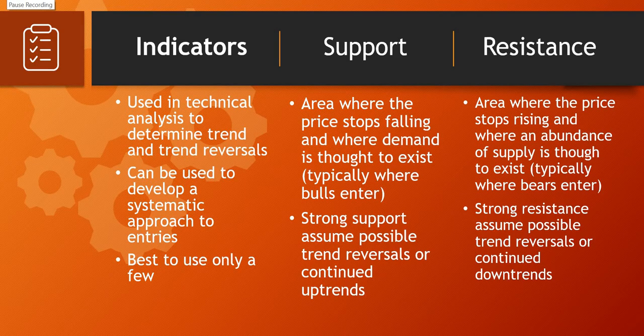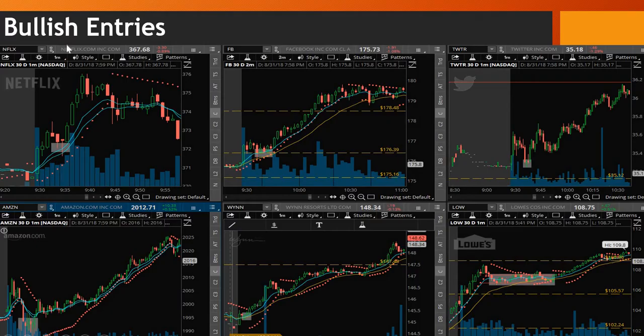Now, indicators. Indicators are used in technical analysis to determine trend and trend reversals. Can be used to develop a systematic approach to entries. Best to use only a few. All right. Let's look at the chart. Okay.